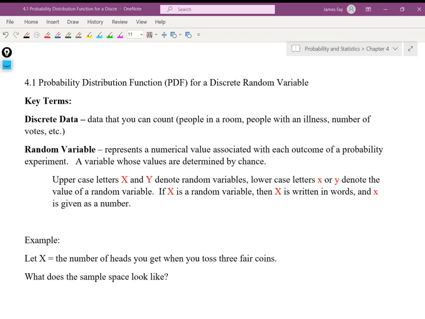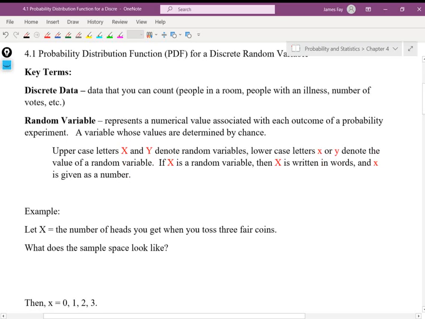Okay, but we need to revisit a couple vocabulary words that we saw in chapter 1 and chapter 2. First one was discrete data. If you remember, the word discrete refers to the ability to count something. I want to say decimals, but we could potentially have decimals the way it's structured. Discrete data is data that you can count, like people in a room, people with an illness, number of votes, that kind of thing.